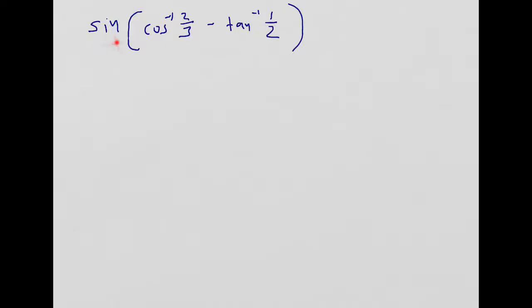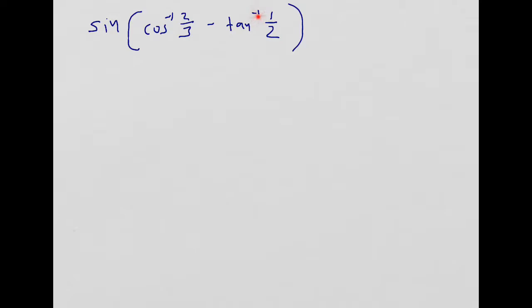Here we're being asked to find the sine of cosine inverse of 2/3 minus tangent inverse of 1/2. Alright, this looks like a handful, right? There's a lot going on here. Okay, but the first thing we notice is we see some inverse functions here, right?